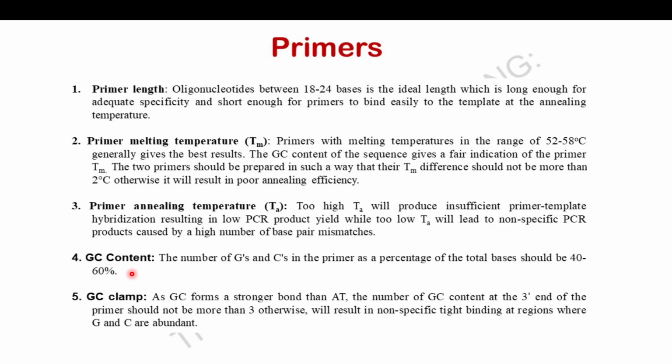Okay. Then GC content, the number of Gs and Cs in the primer should be nearly 40 to 60%. And GC clamp: because GC forms a stronger bond as compared to A and T, the number of GC at the 3' end of the primer should not be more than 3, or it will result in non-specific tight binding. Okay, wherever the G and C content is higher.